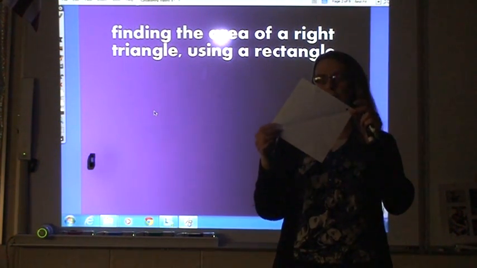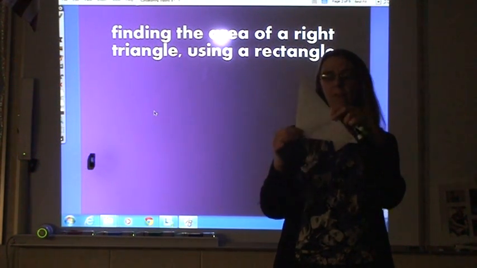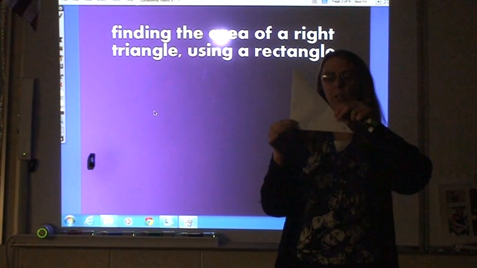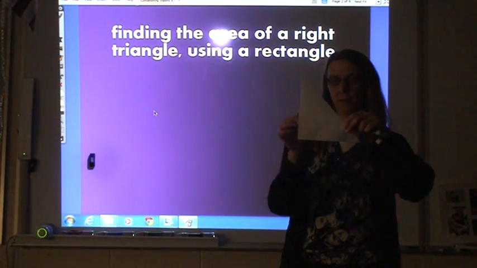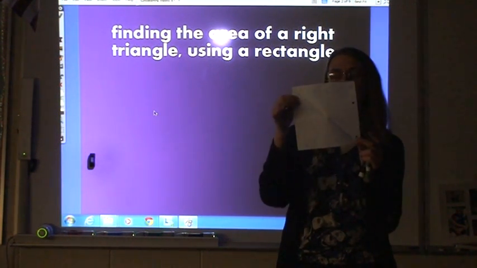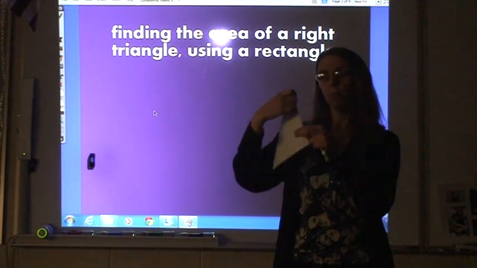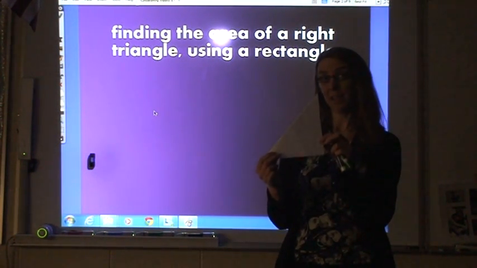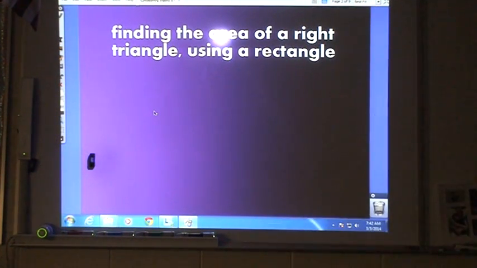Now if you notice, if we take this and fold it in half, we have made a right triangle. A right triangle is one where the height is directly perpendicular to the base. Now if we know the area of this, we know that the area of a triangle is exactly half that. So the formula we can use is half the base times the height, or the base times the height divided by 2.